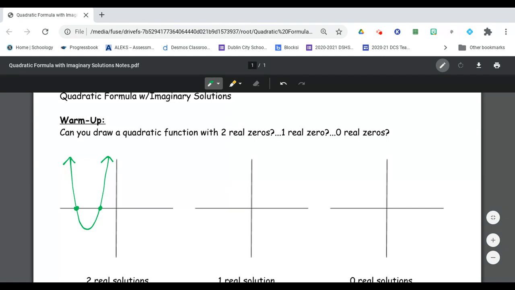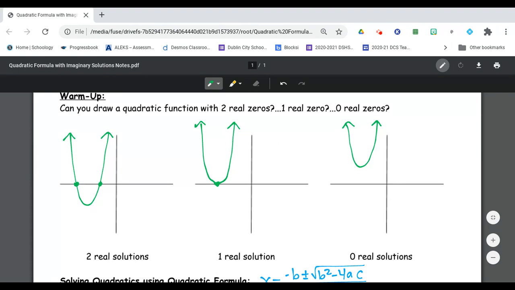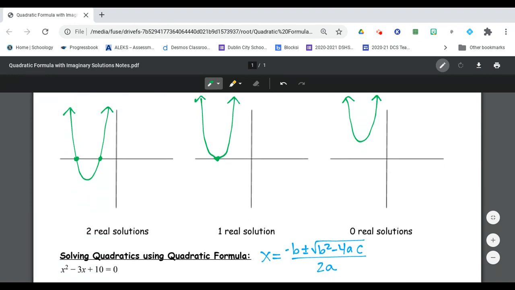One real solution, it would cross at one point or touch, or what we would call a double root. So it would bounce off the x-axis and touch at one spot. Now, zero real solutions would be a quadratic that would never touch the x-axis. So these are all examples, and remember our parabola can open up or down, of two real solutions, one or zero. So we've been practicing solving for these solutions using the quadratic formula.